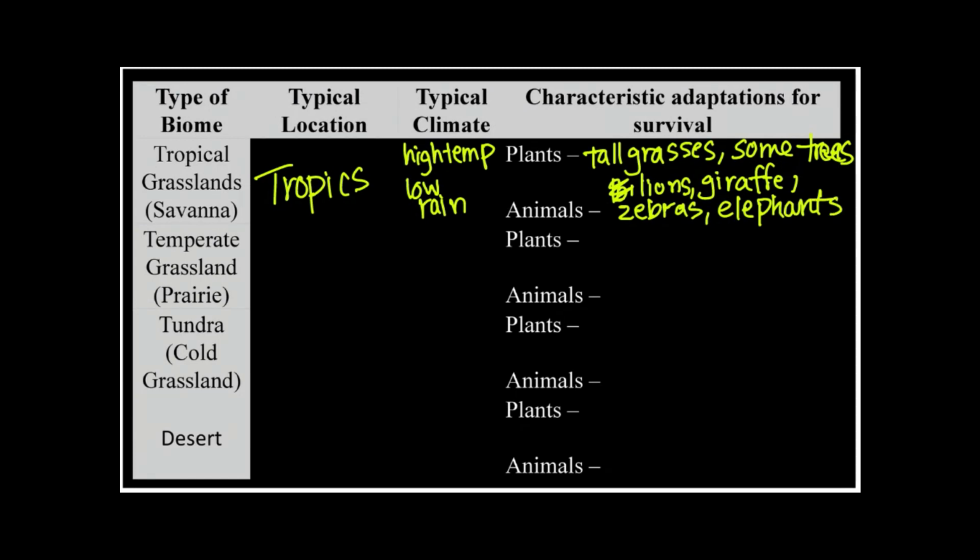Okay, the temperate grasslands, it's going to be, again, those mid-latitudes, but it's going to be in mid-latitudes where maybe you're not going to get as much rain. So we're going to have seasons, but moderate to low rainfall. And here you'll have grasses and small mammals.